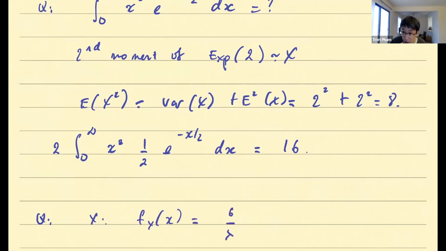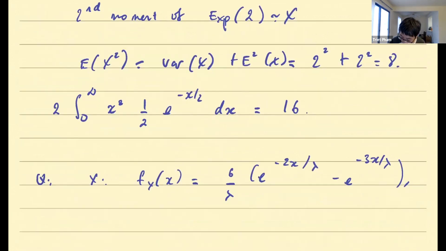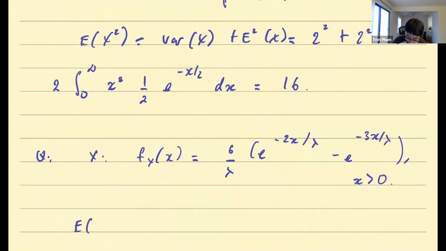6 over lambda e to minus 2x over lambda minus e to minus 3x over lambda for x positive. Okay. This will be a density that comes from the sample median. We will not be concerned with how it arises. You'll see it later. So the point is just accepting this is a density. What is the expectation of x? The question is what is the expectation of x?